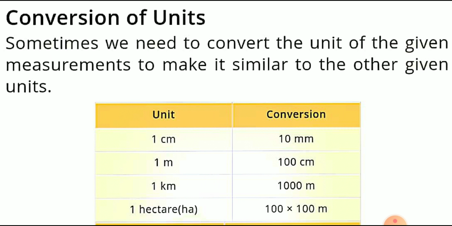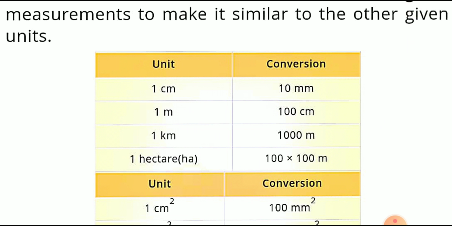So 1 centimeter will always be 10 mm, and 1 meter equals 100 centimeter. You already studied about it. 1 kilometer equals 1000 meter. And what is 1 hectare? 1 hectare equals 100 multiplied by 100 meter, that means 10,000 meter.